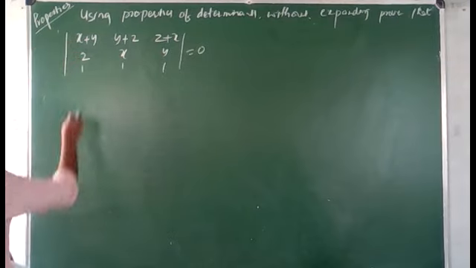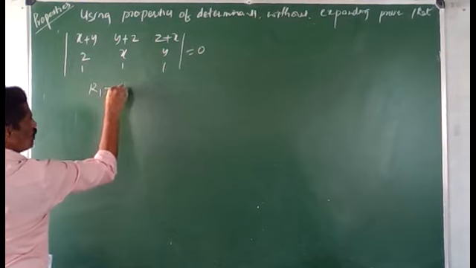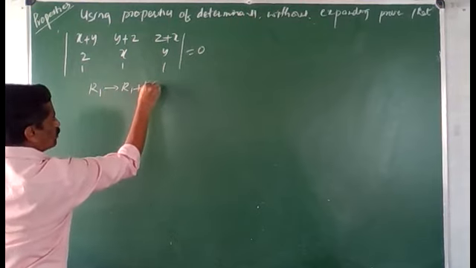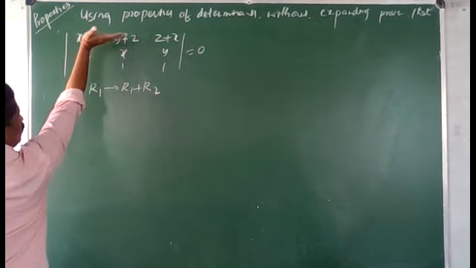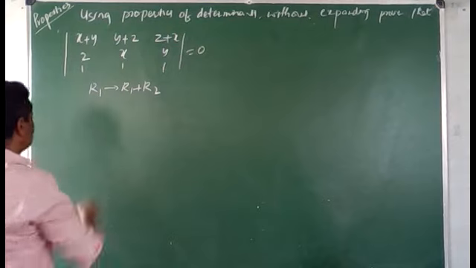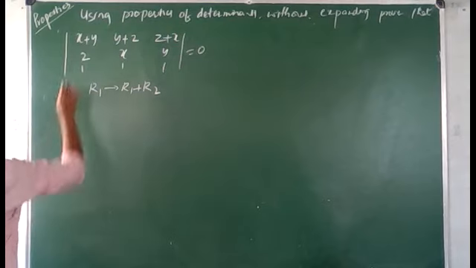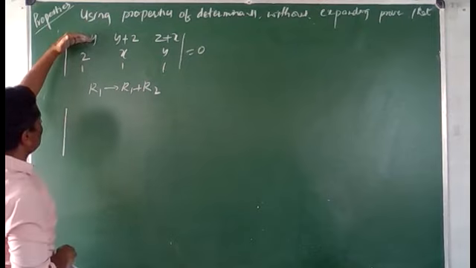That is, we know we have to replace r1 is equals to r1 plus r2. So I add row 2 to row 1 and write it in row 1 itself. So that gives, that is x plus y plus z, adding row 1 with row 2.